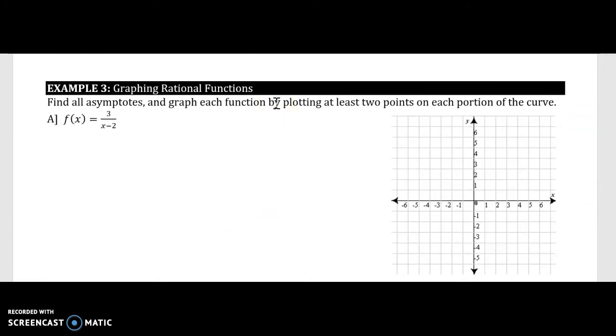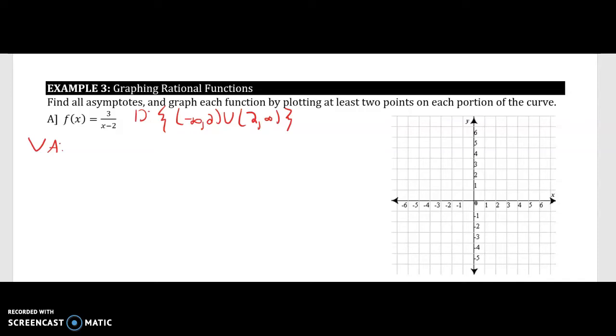Okay, number 3. Now we're basically doing the same thing except for we're going to graph. So I need to find my domain. The bottom's already factored. We're going to set it equal to 0. And it's 2. So I'm going to have a domain restriction at 2. So negative infinity to 2, union 2 to infinity. That's my domain.